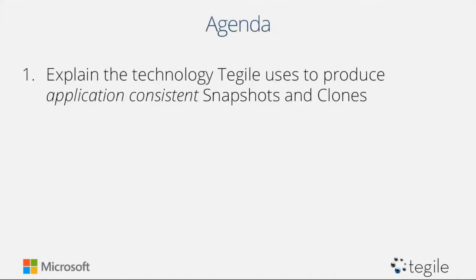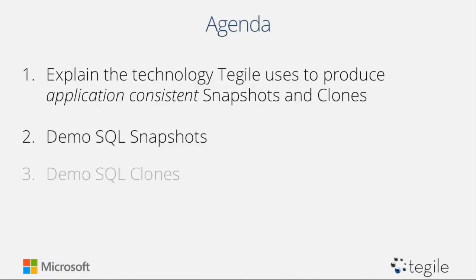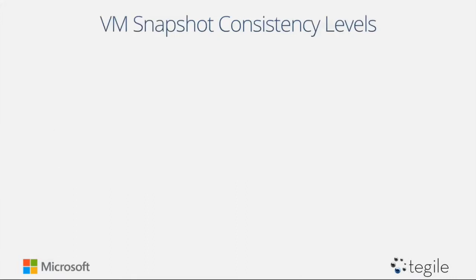So what are we going to talk about? We're going to explain the technology Tegile uses to produce application-consistent snapshots and clones. And I stress application-consistent snapshots and clones, because not every company is able to provide this for you. Some of them will hide behind some acronyms and things like that, and then in the end, you find out that you can't do it. And the resulting pain for both the storage admin and the DBA is significant. We will demo SQL Server snapshots, and we will demo SQL Server clones for you.